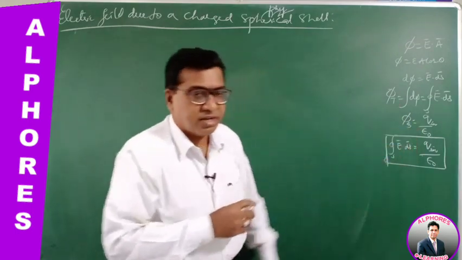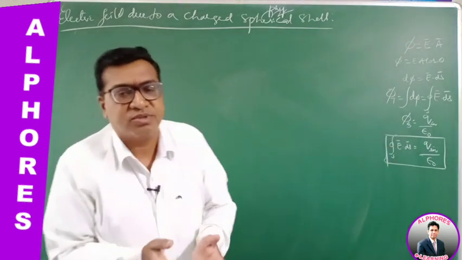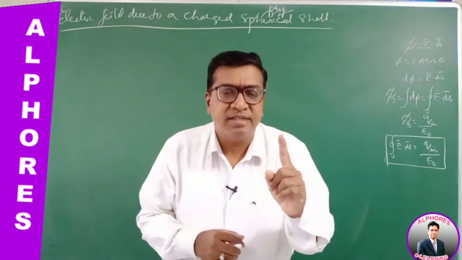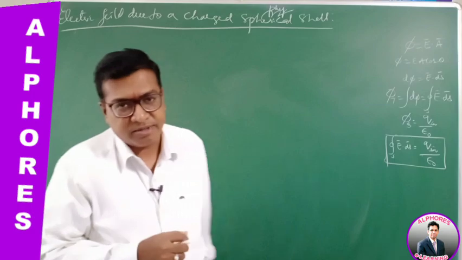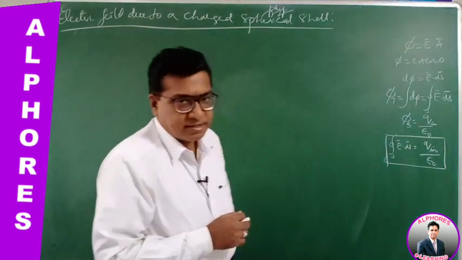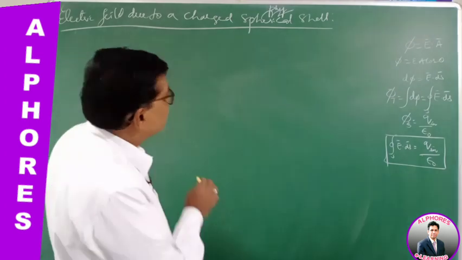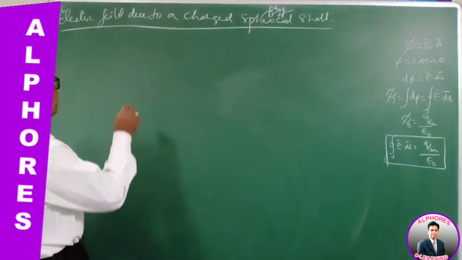Equating that to Gauss law, according to Gauss law the total flux through a Gaussian surface is the charge enclosed inside times 1 by epsilon naught. So equating both, we will get this. Using this, we will be deriving the expression for a spherical shell.